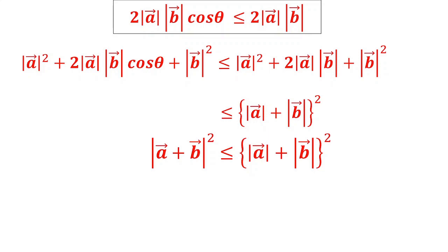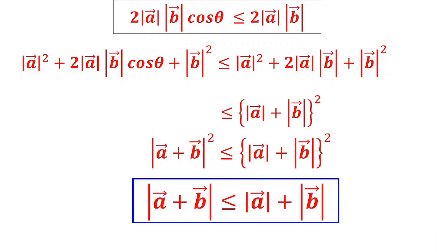Take square roots on both sides. You will get this famous inequality. Magnitude of A plus B is less than or equal to magnitude of A plus magnitude of B. Now this inequality may be asked in the question to check by giving two vectors A and B. You have to find that the magnitude of their sum is less than or equal to the sum of their magnitudes.